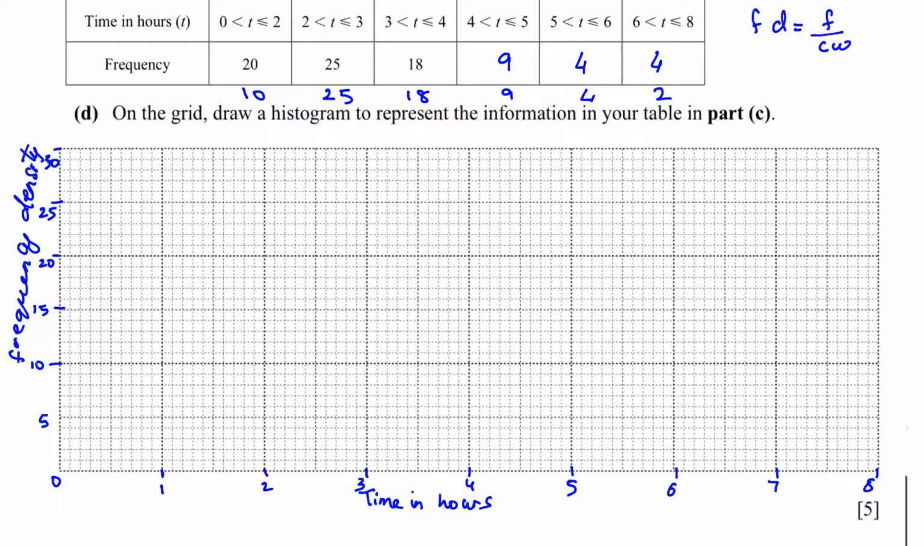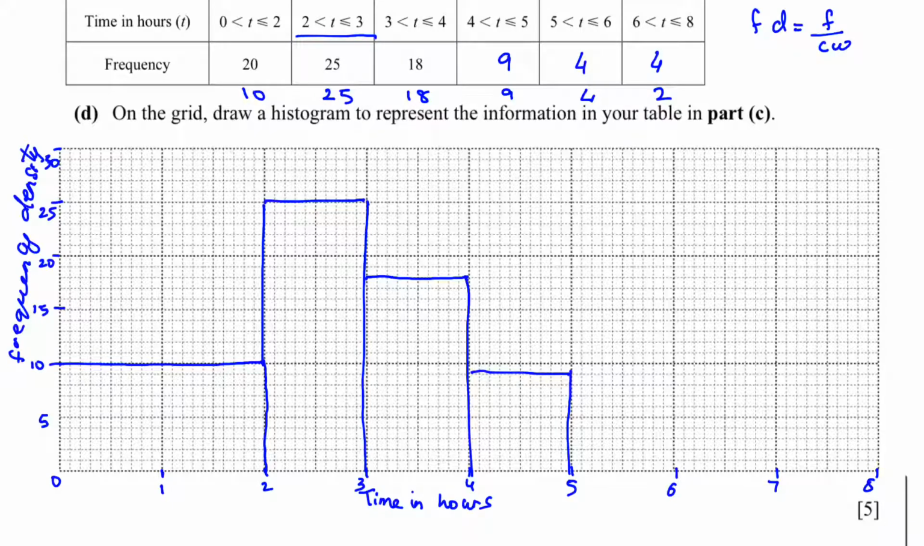For the first bar, we have from 0 till 2, we have got 10. Our frequency density is 10. So 0 to 2 is 10. That's our first bar. The second bar is from 2 till 3. 2 till 3 we got 25. So 25 is here. We will draw that. And then from 3 to 4, 18. 18 will be here. And then from 4 to 5, 9. 5 to 6, 4. And 6 to 8 is 2. So we have done our histogram.